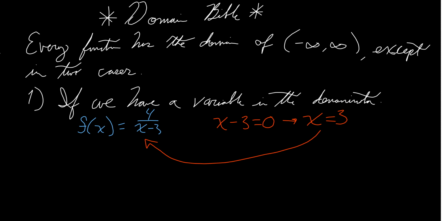Now don't confuse this with saying I cannot have a 0 in the denominator, and therefore x cannot be 0. Because if x was 0, then 0 minus 3 is negative 3, and then we'd have 4 divided by negative 3, and that's perfectly okay. So we look for what we cannot use. We set up the equation, equate it to what I'm not allowed to use, which is 0, and solve for it.